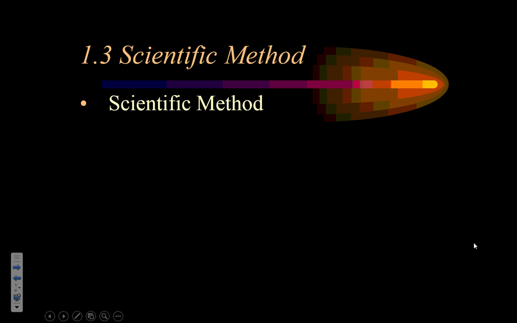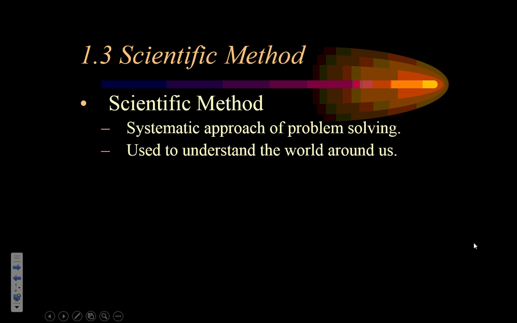Now, the scientific method is actually a systematic approach to problem solving. So it's a very systematic, organized way of looking at and studying problems in the world around us. That's really what we're doing: trying to have a better understanding of what and why things are happening around us. Now, it starts with observation.